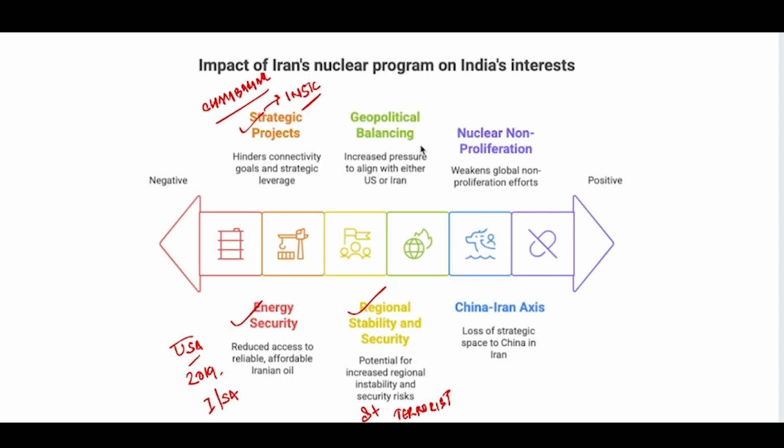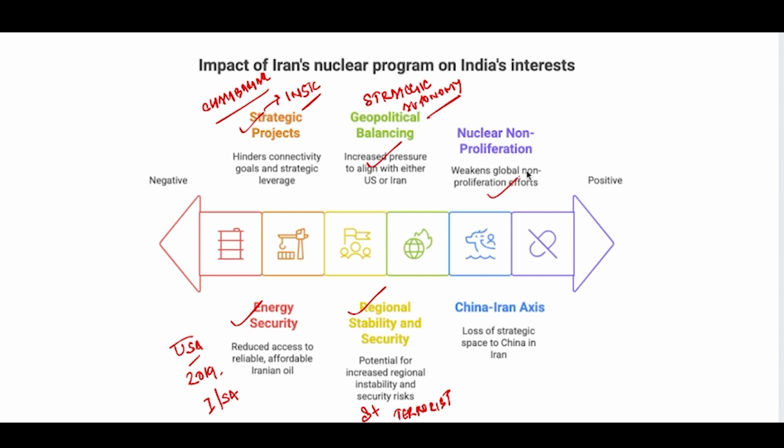Now, whenever such a confrontation happens, India will be forced to align either with the US or against the US. Now, you know that India is closely aligned with the US and Israel. Both oppose a nuclear-powered Iran, but also value historical ties with Iran. A fully nuclear Iran will worsen US-Iran tensions, and India will be under pressure to pick sides. And it will hurt the strategic autonomy of our country.